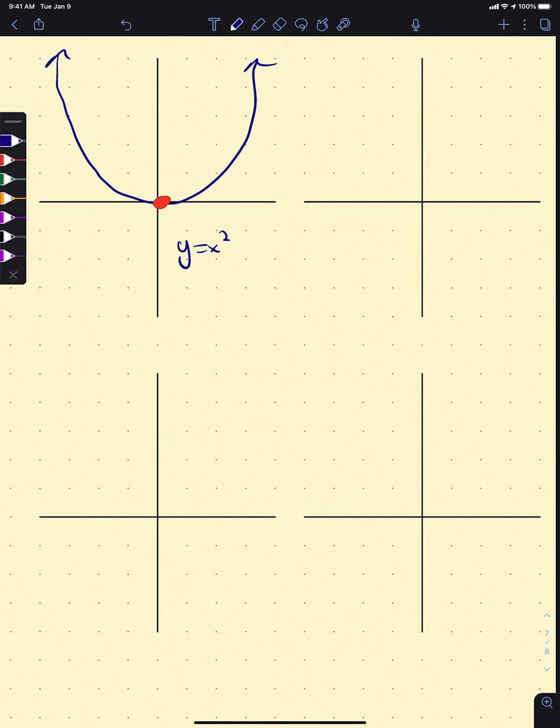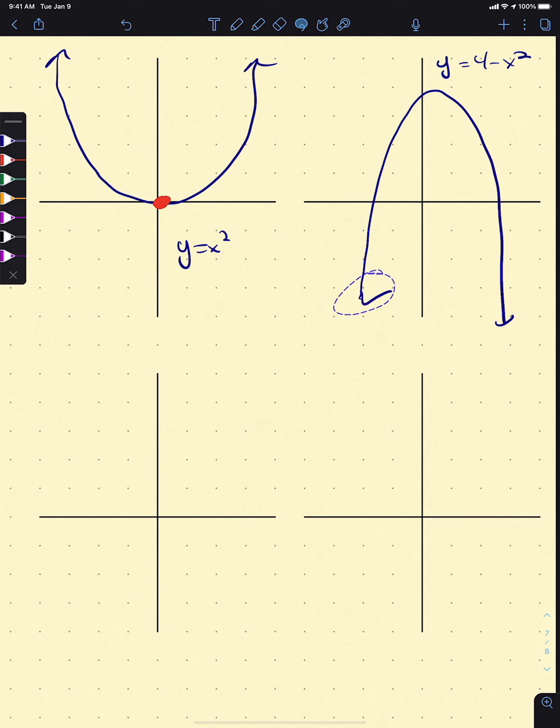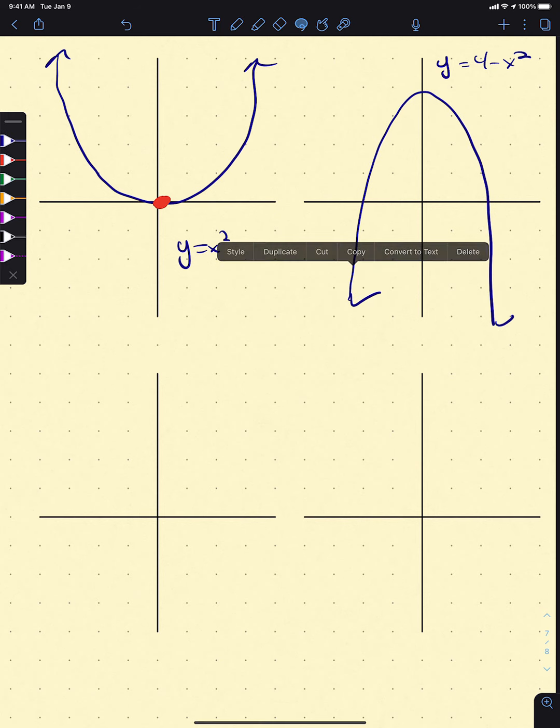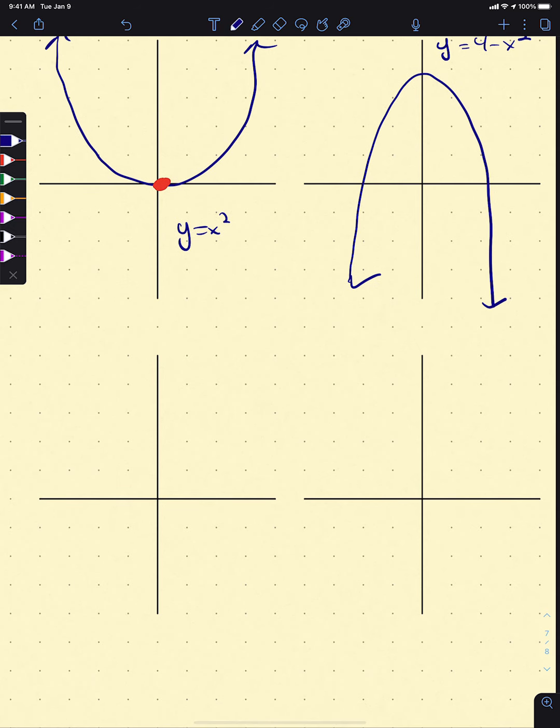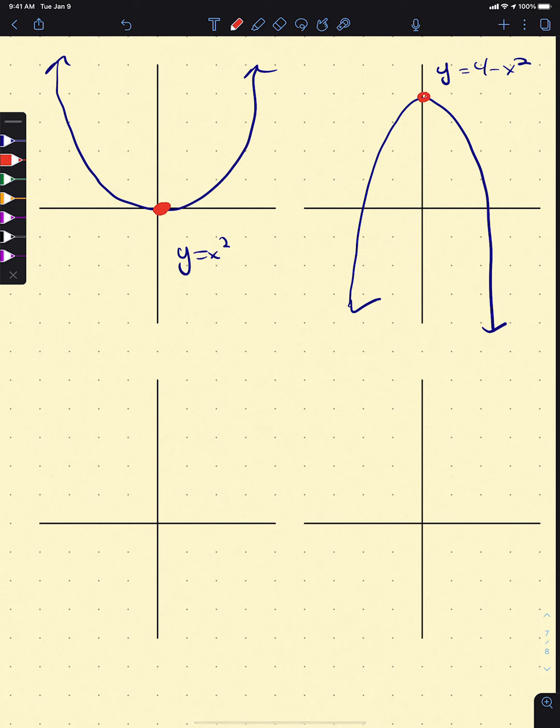Conversely, maybe we look at something like y is 4 minus x squared. That's going to give us something like this. If I were to take it over just a bit, maybe like that. This one has an absolute maximum right there at y equals 4, but it doesn't have an absolute minimum because it's going to get arbitrarily negative.